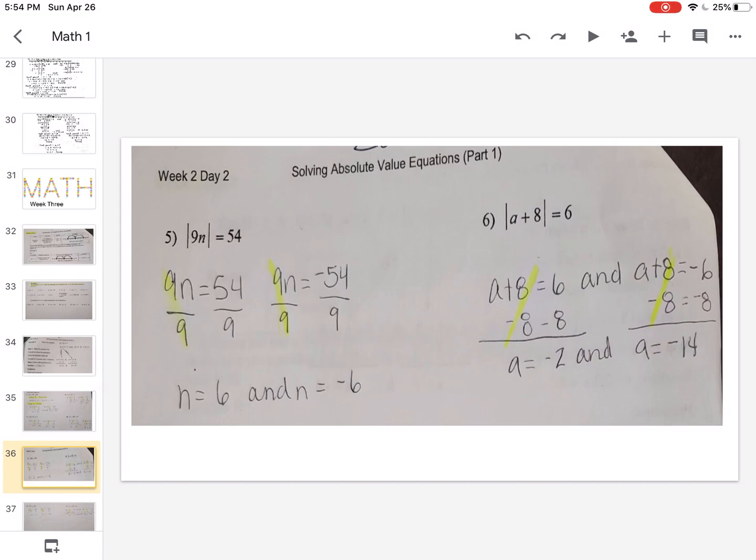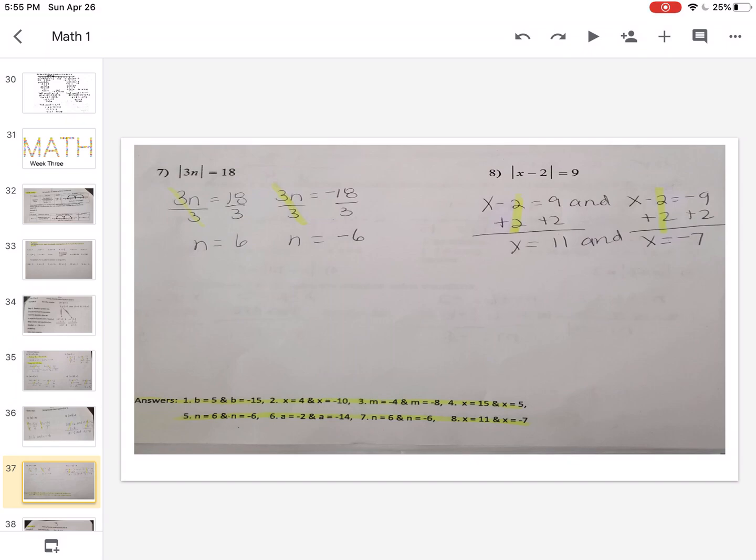Okay, and then 5. The only difference on this one is you're not subtracting, you're dividing because it's 9 times n equals 54. So divide both sides by 9. Cancel out your 9s. 9 goes into 54 6 times. 9 goes into -54 -6 times. On the other side, you have a plus 8 equals 6. You're going back to subtraction. Subtracting 8 from both sides, and then bringing down your answer.